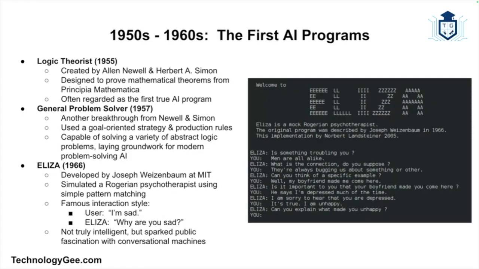All right, so moving forward to the 1950s and 1960s, this is when the first AI programs came about. After Dartmouth, things started moving fast. In 1955, we have what is called the Logic Theorist, built by Newell and Simon. This program could prove mathematical theorems and was called the first artificial intelligence program. But in 1957, you have the General Problem Solver. This is another Newell and Simon project, and it could solve a wide range of logic problems using rules and a goal-directed approach.